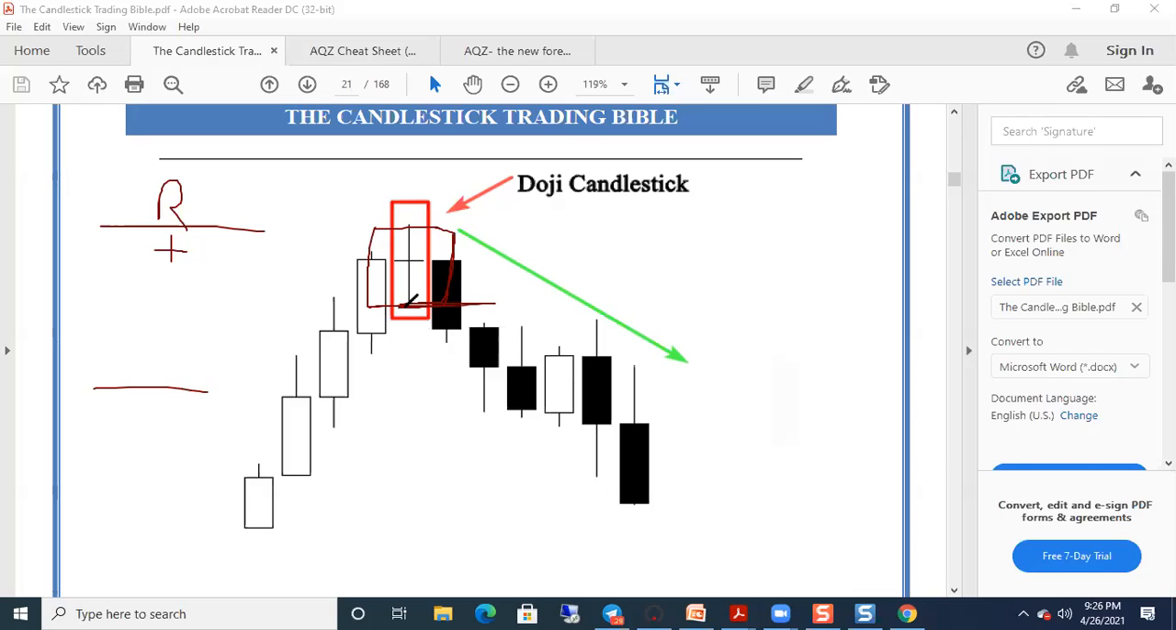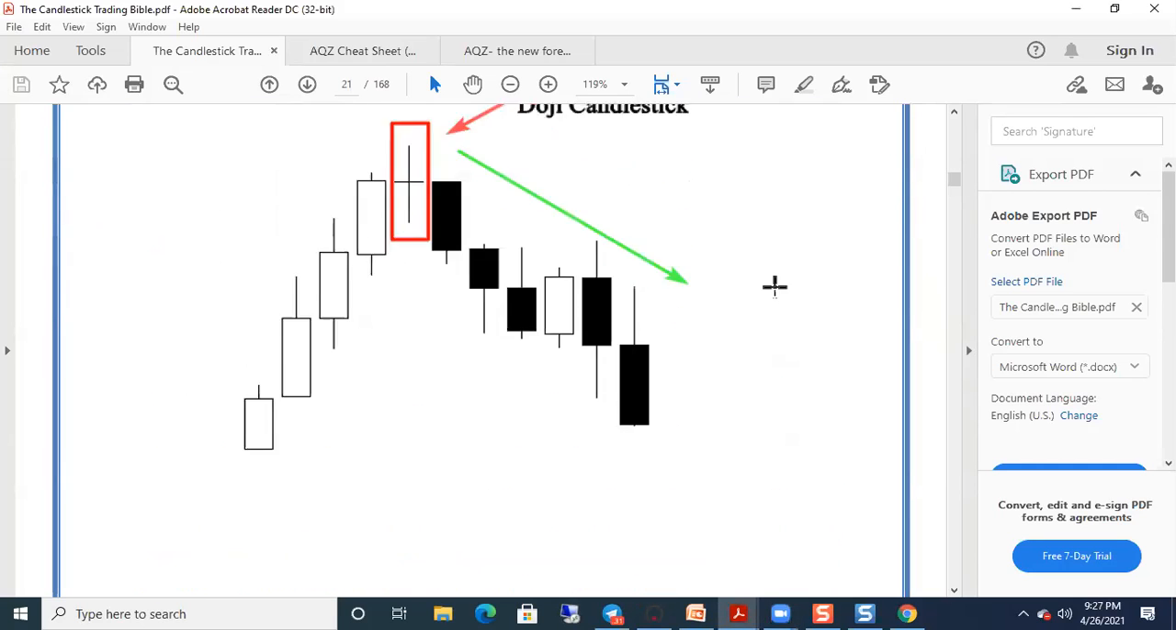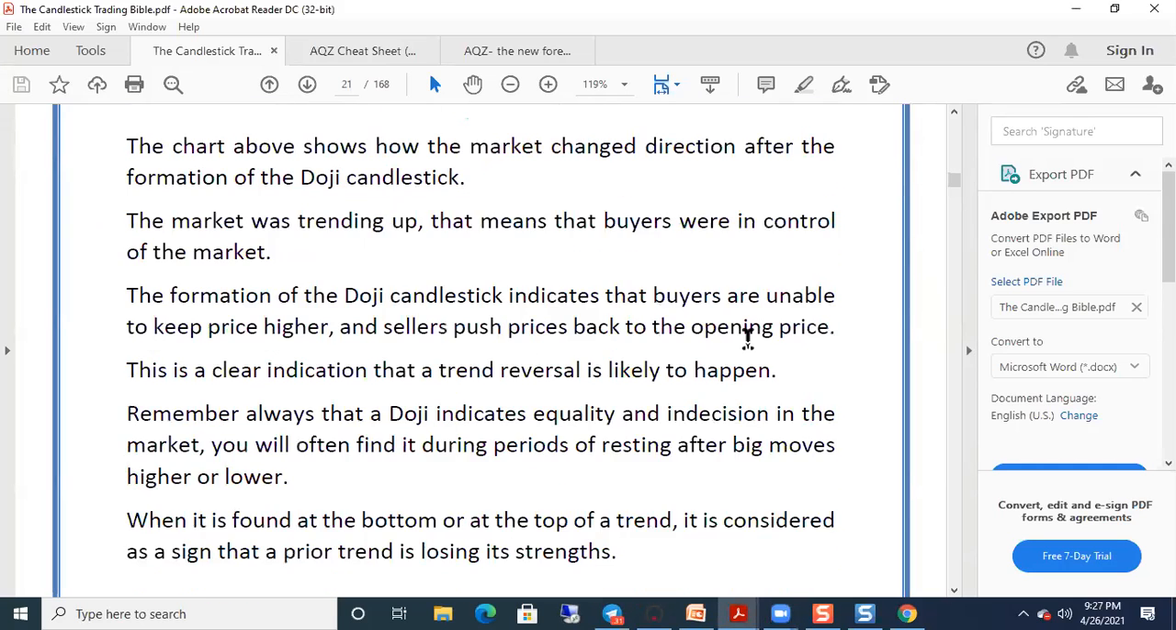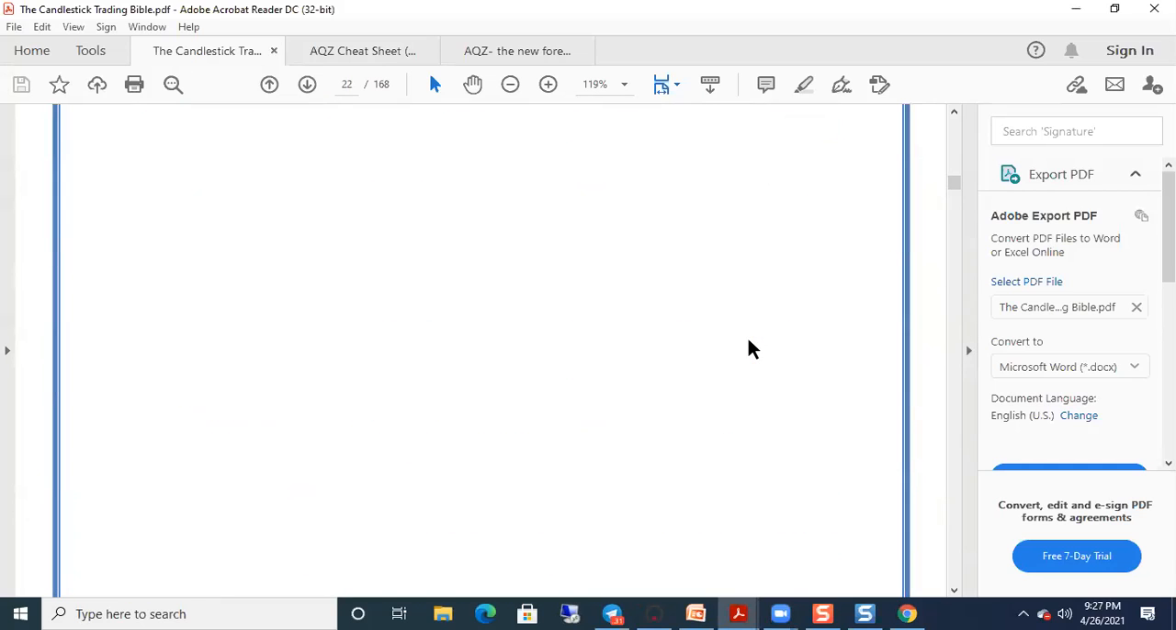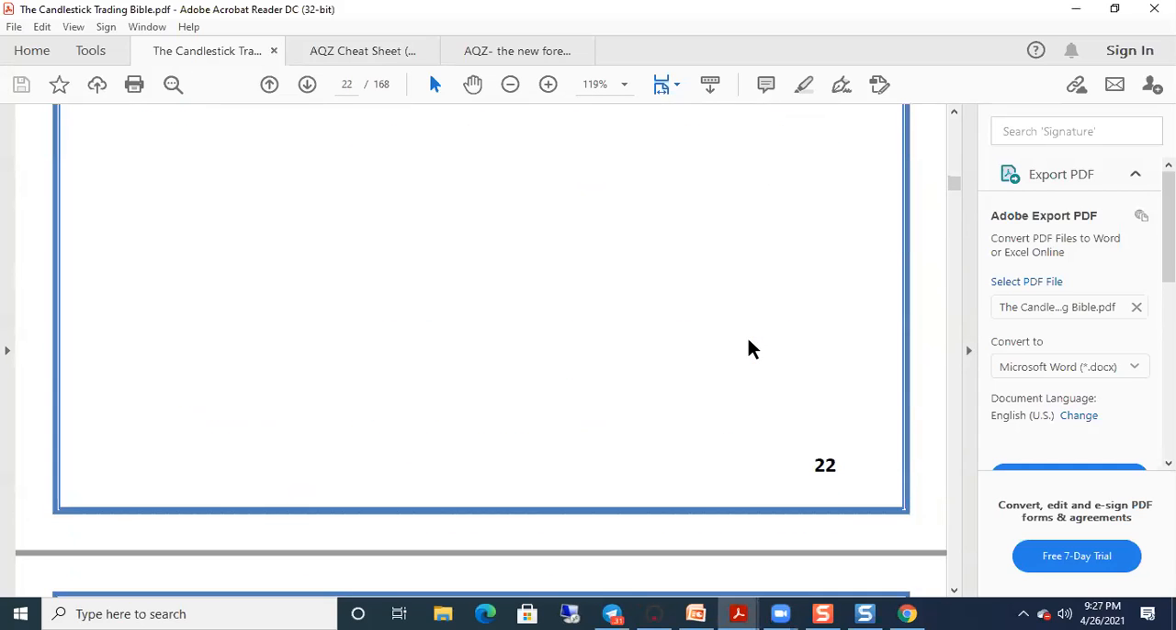If price closes beneath the lower wick of that candle, then you can become bearish from your point of resistance, right? We'll see how all this fits into AQZ and why AQZ just makes trading simple, because it goes back to the very basics, candlesticks, the very, very basics, right? So again, a doji is an indecision candle, indecision, right?